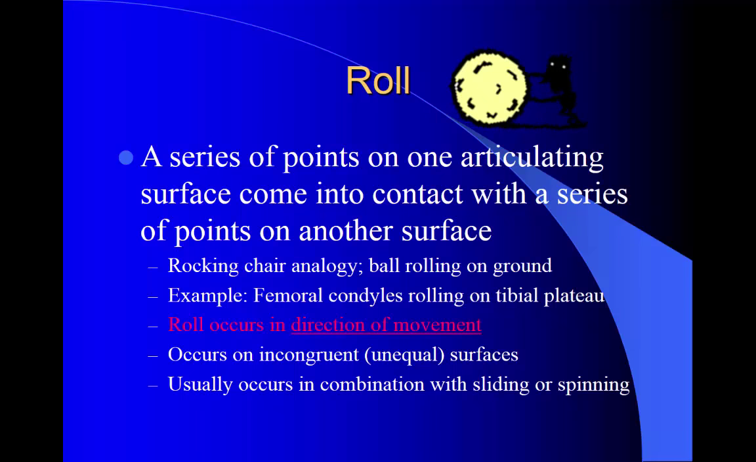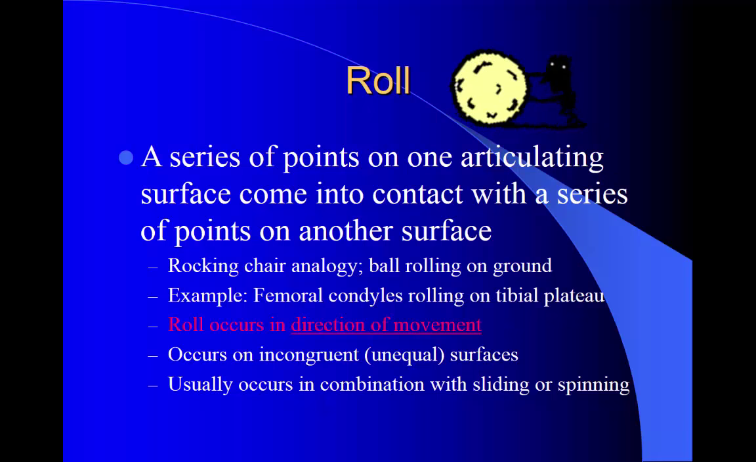During rolling, a series of points on one articulating surface come into contact with a series of points on another surface. An example of rolling would be a rocking chair analogy. When the chair rocks forward and backwards, there are different parts of the rocker that come into contact with a series of points on the floor. An additional example would be a ball rolling on the ground. In the human body, an example would be the femoral condyles rolling on the tibial plateau.